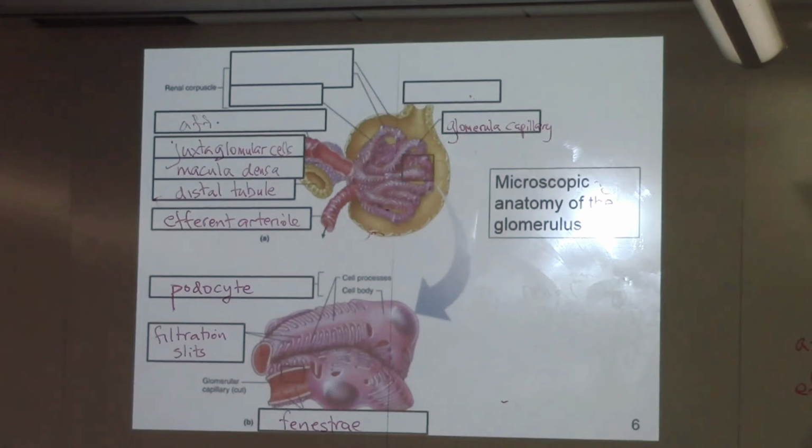For the top, this one right here, what is that? That's a glomerular capillary. It's labeling glomerular capillaries twice. Okay. Yeah.